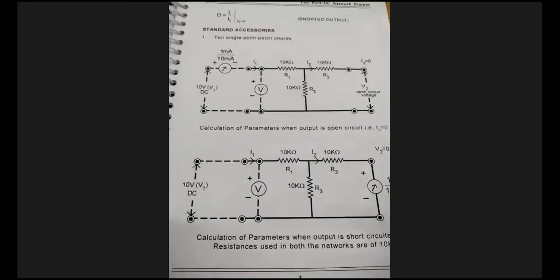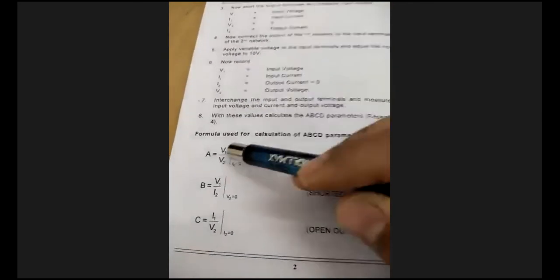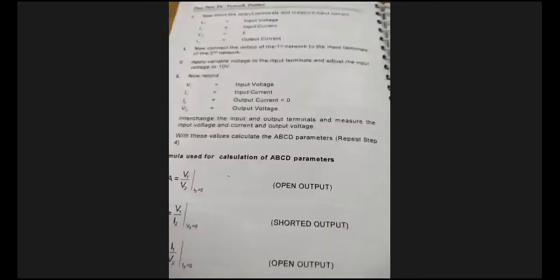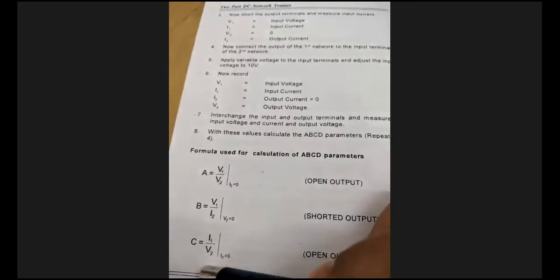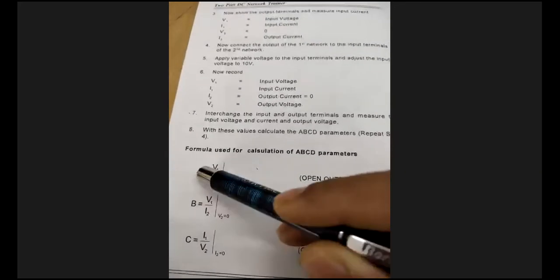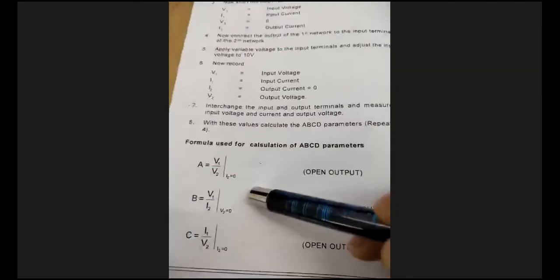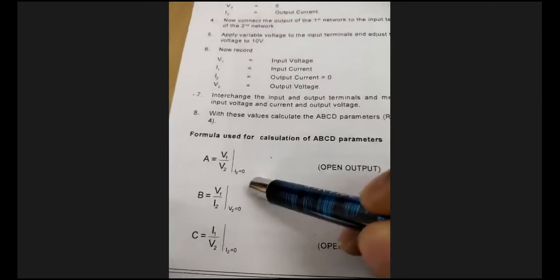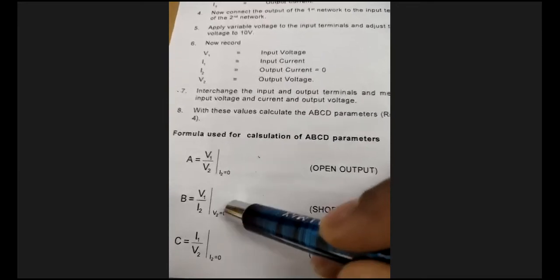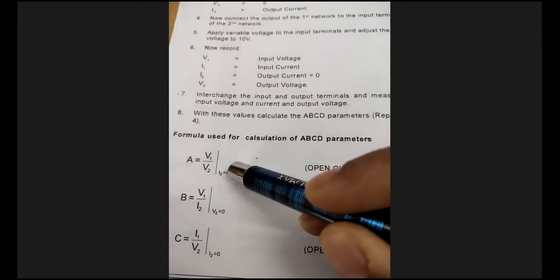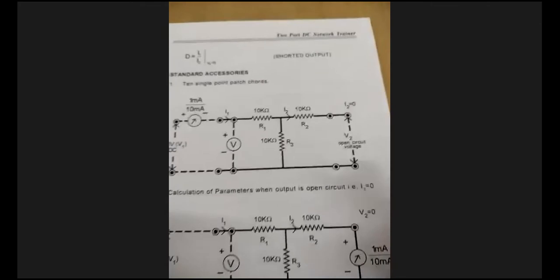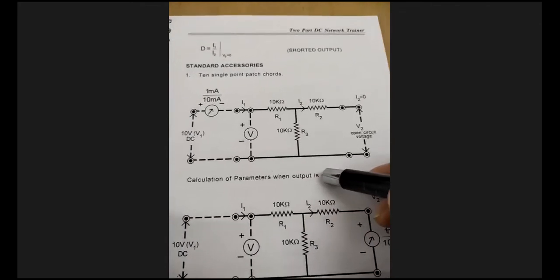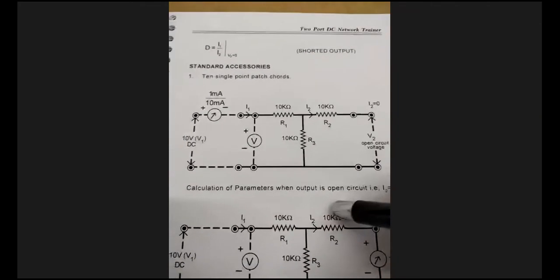Okay. So in the ABCD parameter, we want to find out these four values: A, B, C, and D. For finding out these four values, we have two conditions. We put two conditions: one is V2 equal to 0 and another is I2 equal to 0. So this is the circuit diagram of the ABCD parameter.